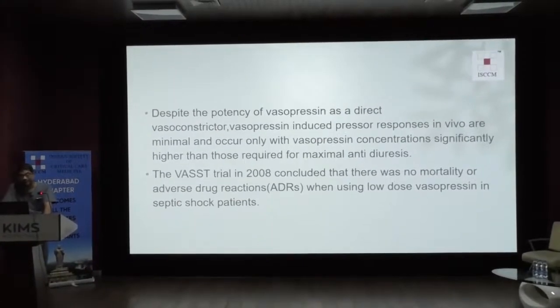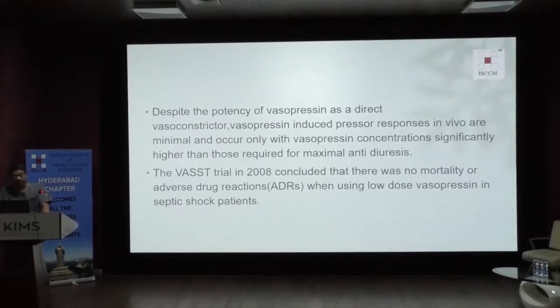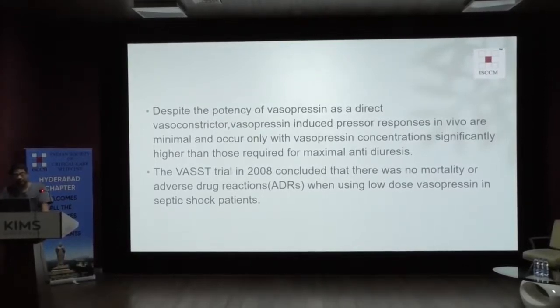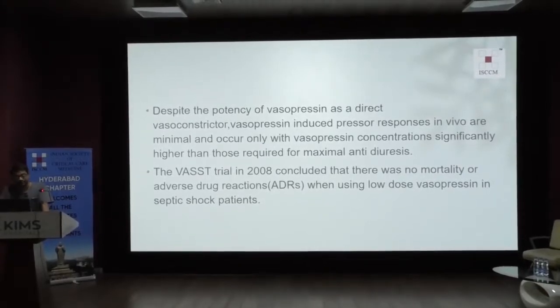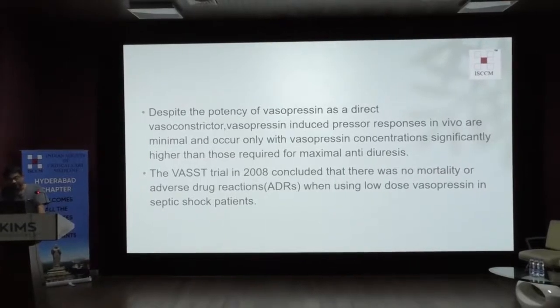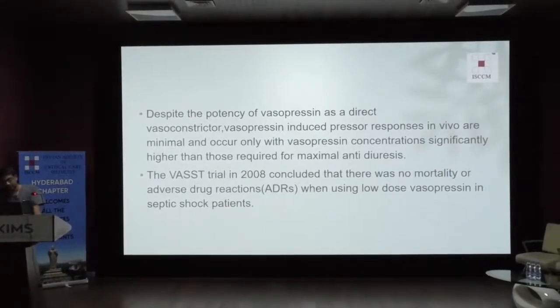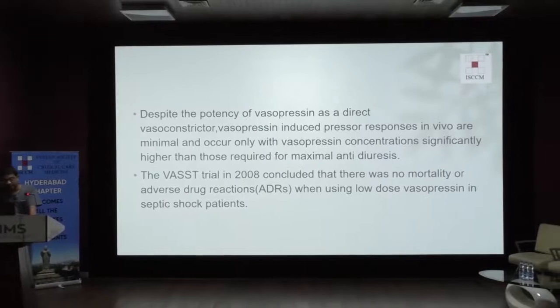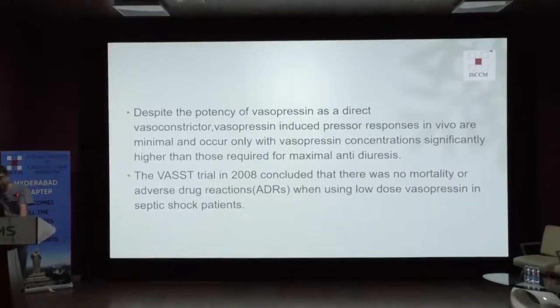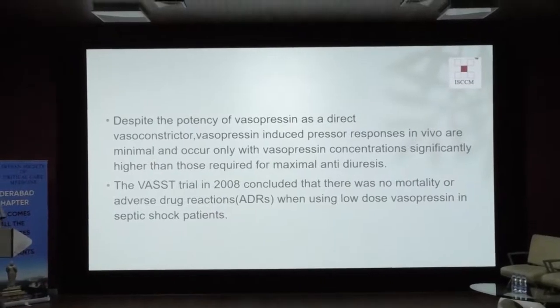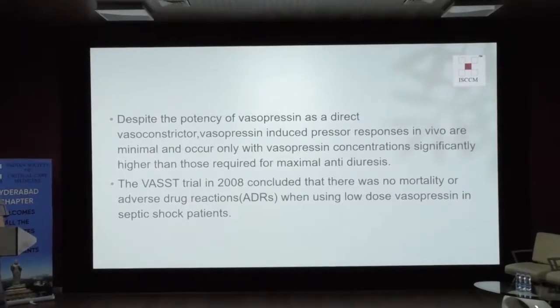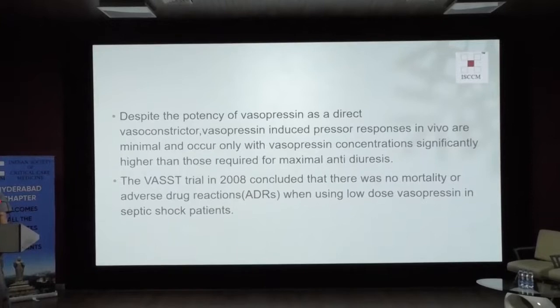Despite the potency of vasopressin as a direct vasoconstrictor, its pressor responses in vivo are minimal and only occur with vasopressin concentrations significantly higher than those required for maximal antidiuresis. So in many trials it was found that in sick patients who are on vasopressor support, the vasopressin levels are very low. So to act as a pressor, the level should be more than that for maximal antidiuresis.